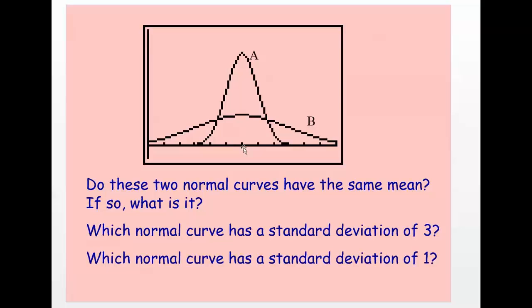Which of the two curves has a standard deviation of 3 versus 1? Well, keep in mind, the larger the standard deviation, the flatter the curve, and the smaller the standard deviation, the taller the curve. So with that said, filling in our information there, we get standard deviation of 3 is curve B, and standard deviation of 1 is curve A.